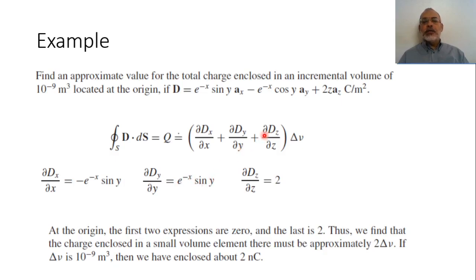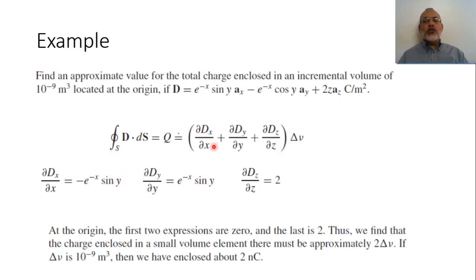And finally, the differentiation of Dz with respect to z: Dz is 2z, differentiated with respect to z, it would be 2. Summing these parts together, we find the divergence of D, or nabla dot D. So this is the value of nabla dot D. This actually is the divergence of the electric flux density, which equals the volume charge density as a function of x, y, and z.